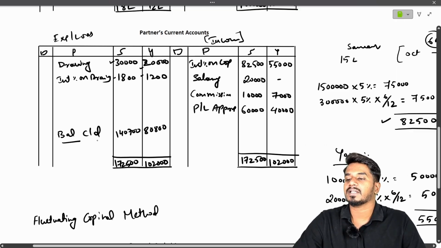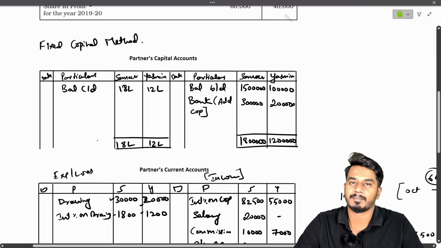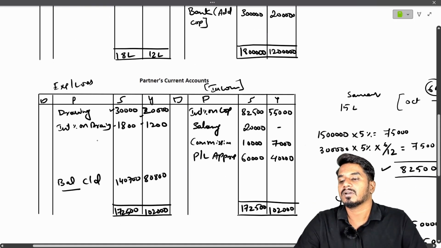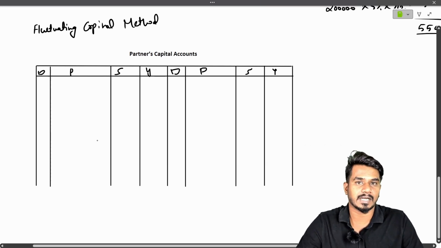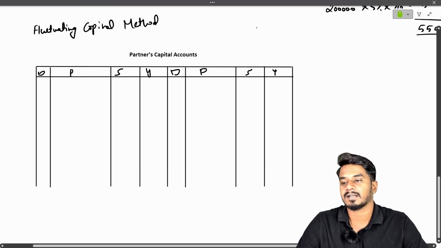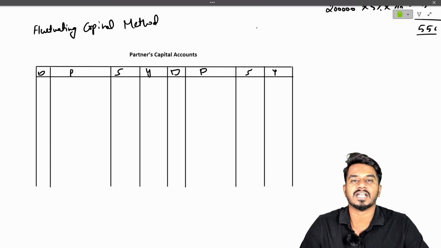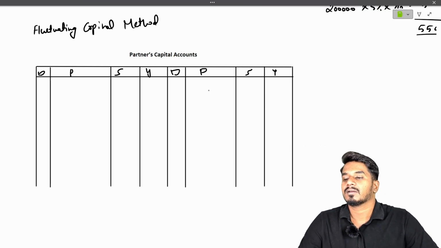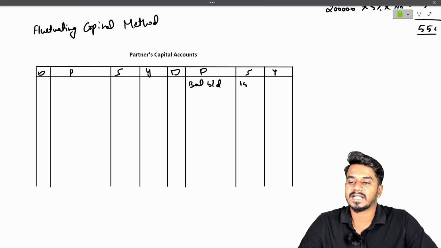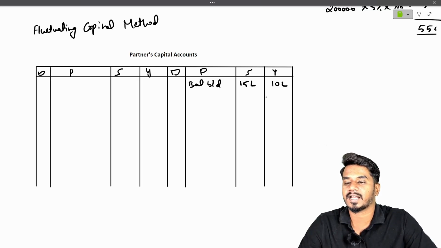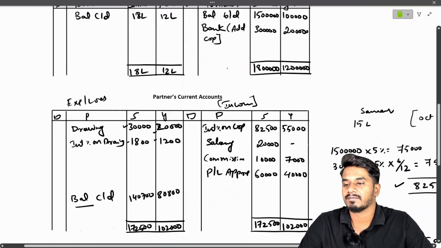I hope you have understood this fixed capital method. We need to create partners capital and also current account. In the fluctuating capital method, you have to create only one account, that is the partners capital account. So let us start preparing it. We will show everything in one account itself. So the balance will come here only. Balance brought down: whatever 15 lakh and 10 lakh rupees they introduced earlier.